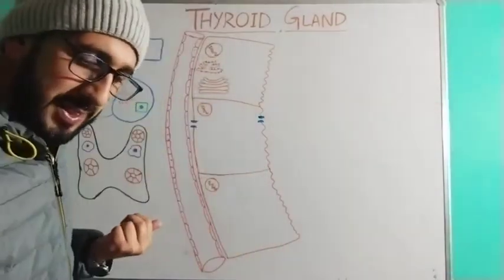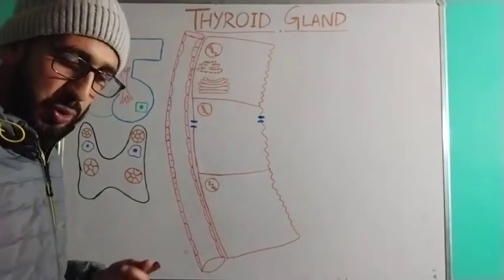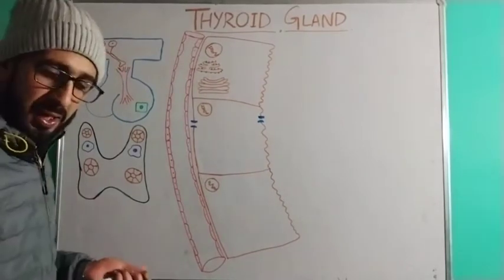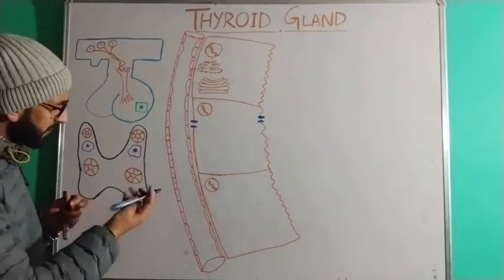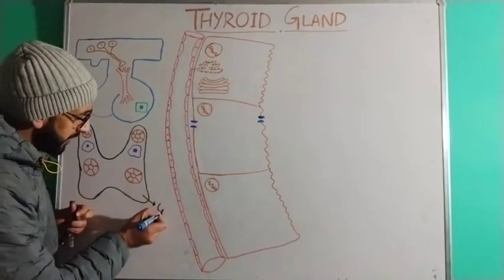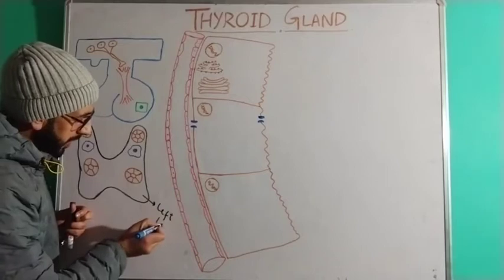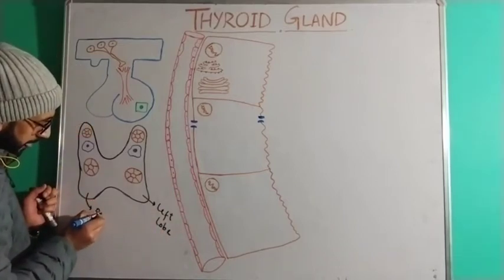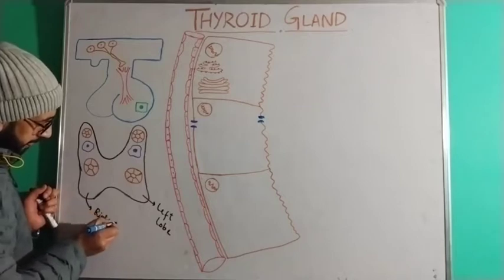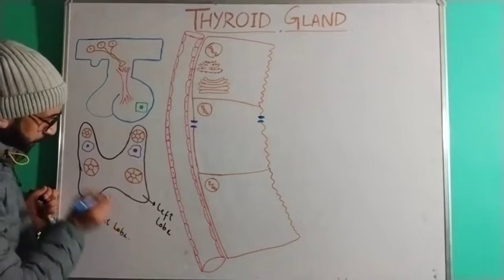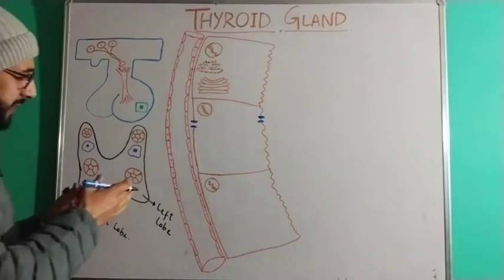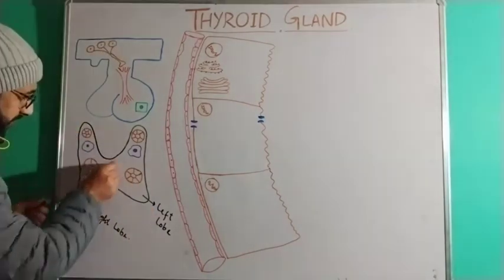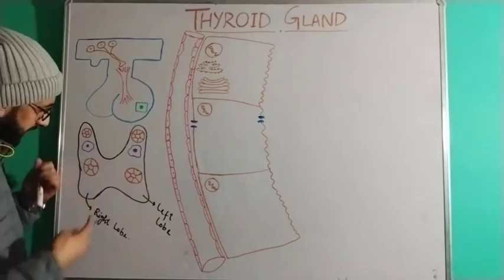This thyroid gland has two lateral lobes. Here is the left lobe, and here we have the right lobe. Now this left lobe and right lobe are connected to each other by this structure here, which is called the isthmus.